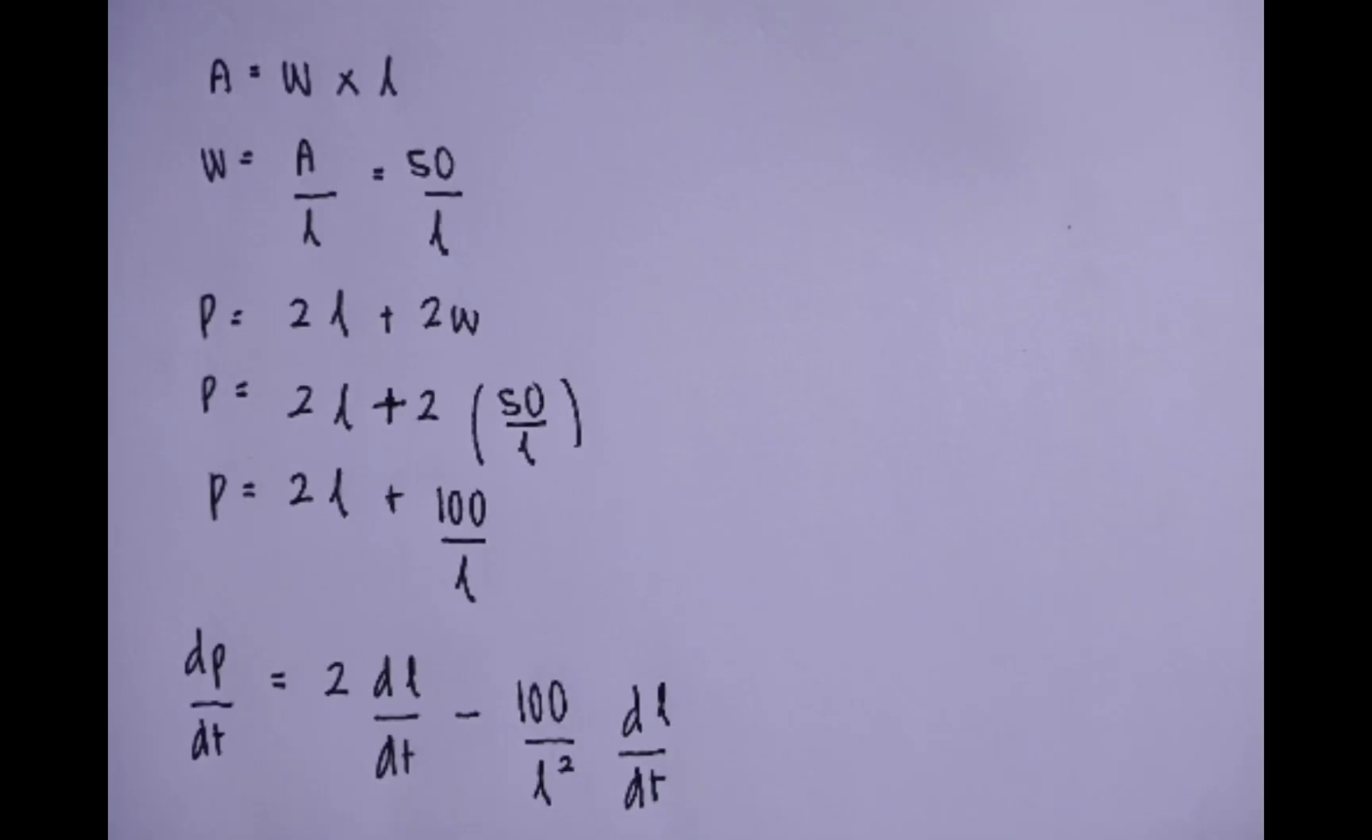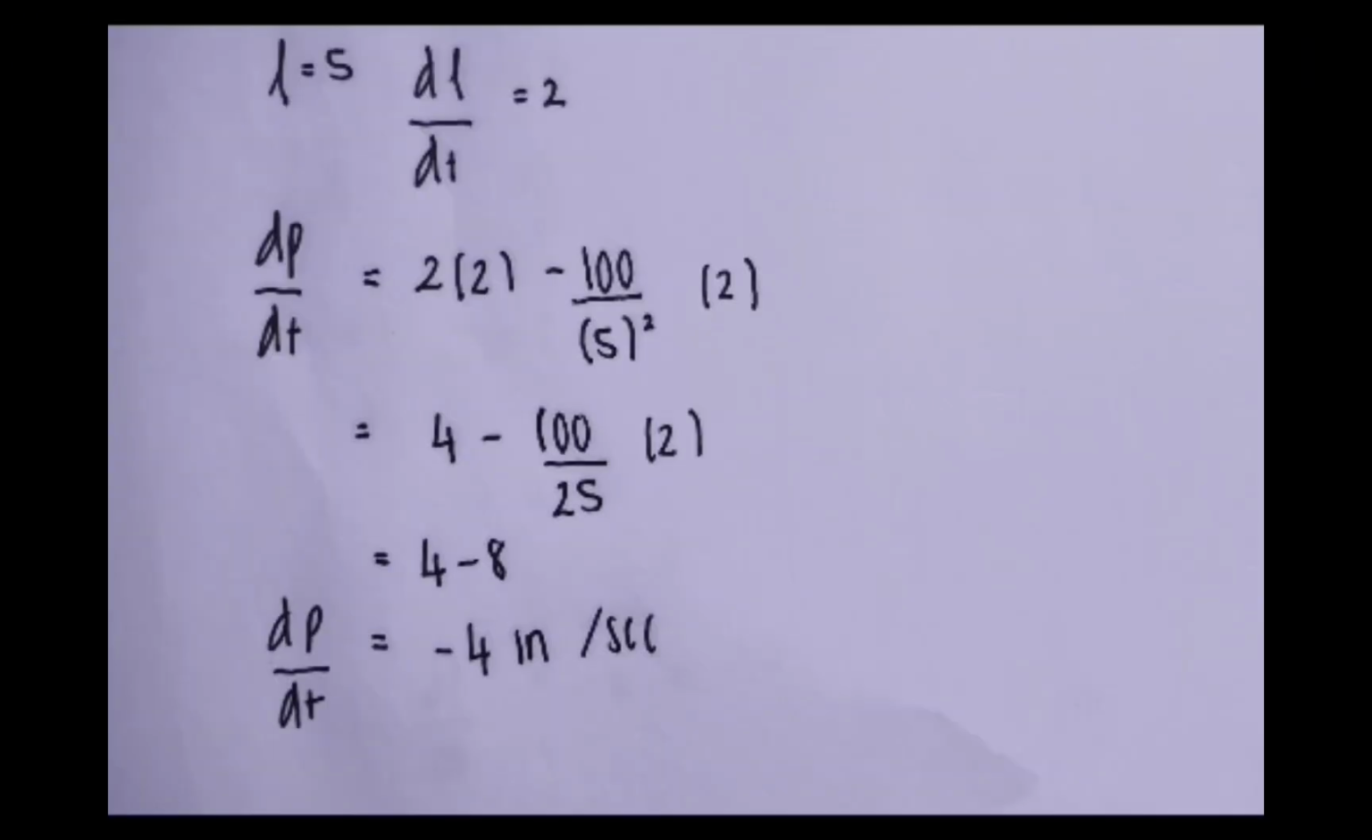Next, after we got the perimeter equation, we need to differentiate with respect to time. So dP/dt equals 2 dL/dt minus 100 over L squared dL/dt. So right now, we already have the differentiated equation.